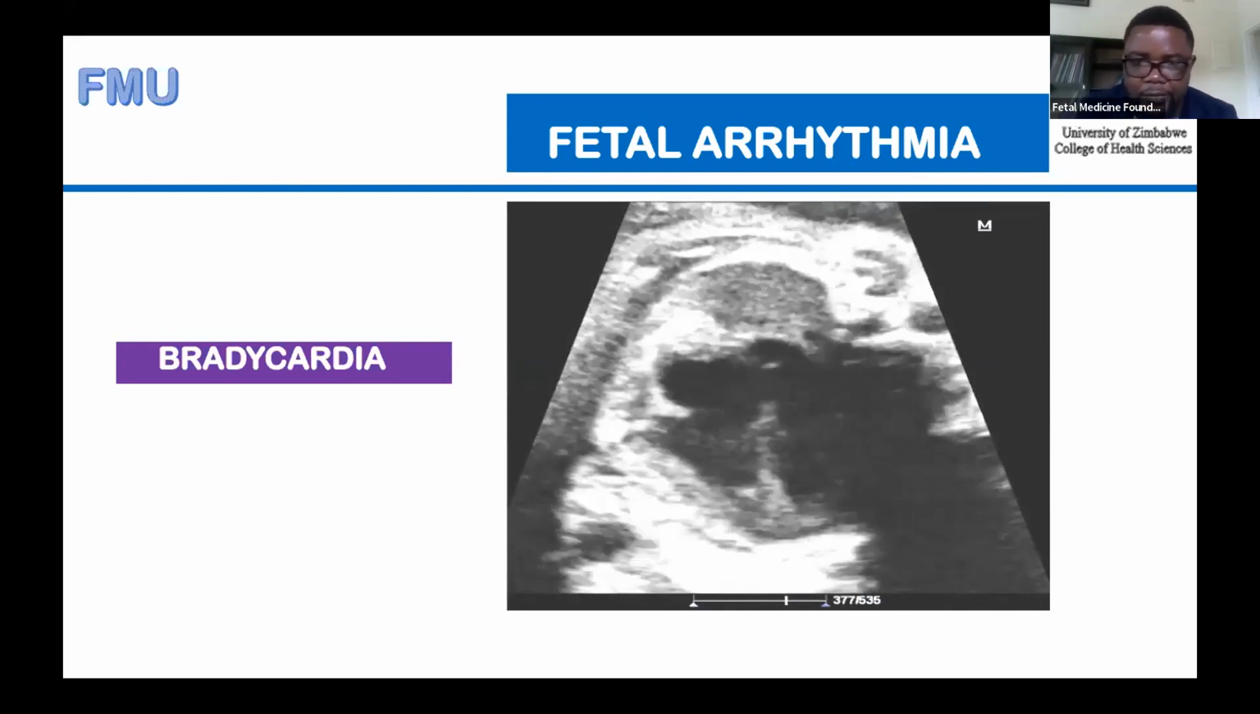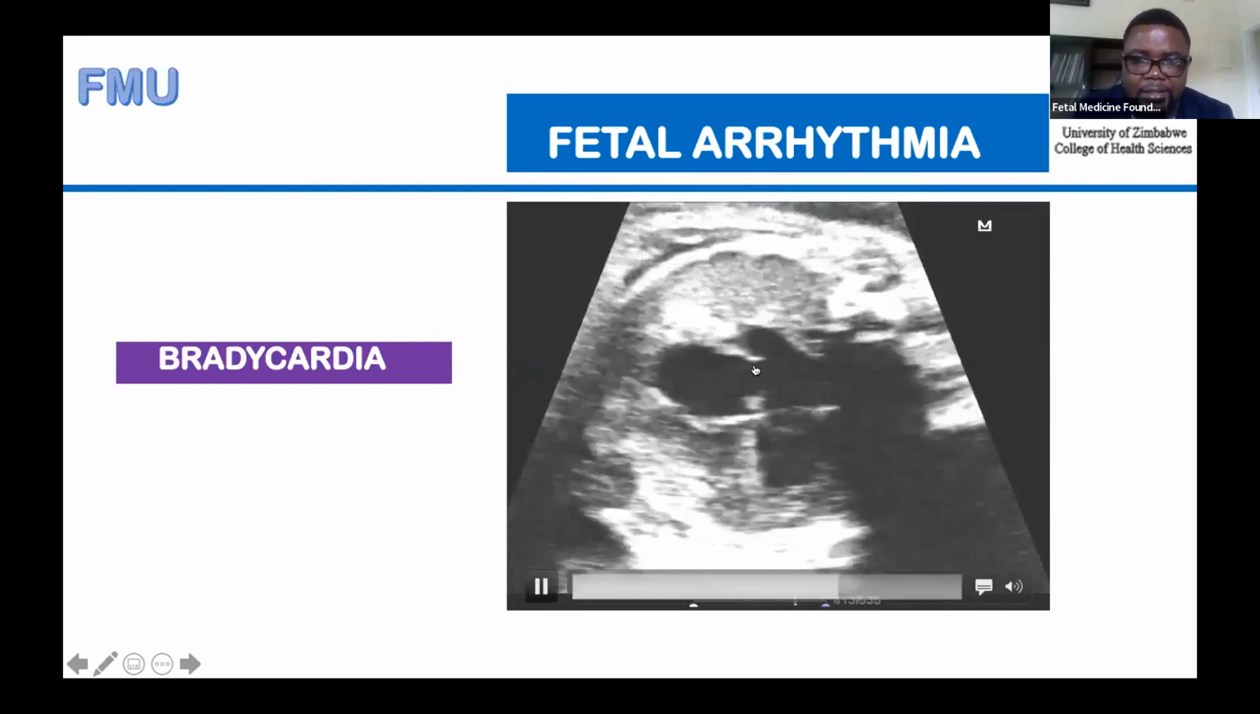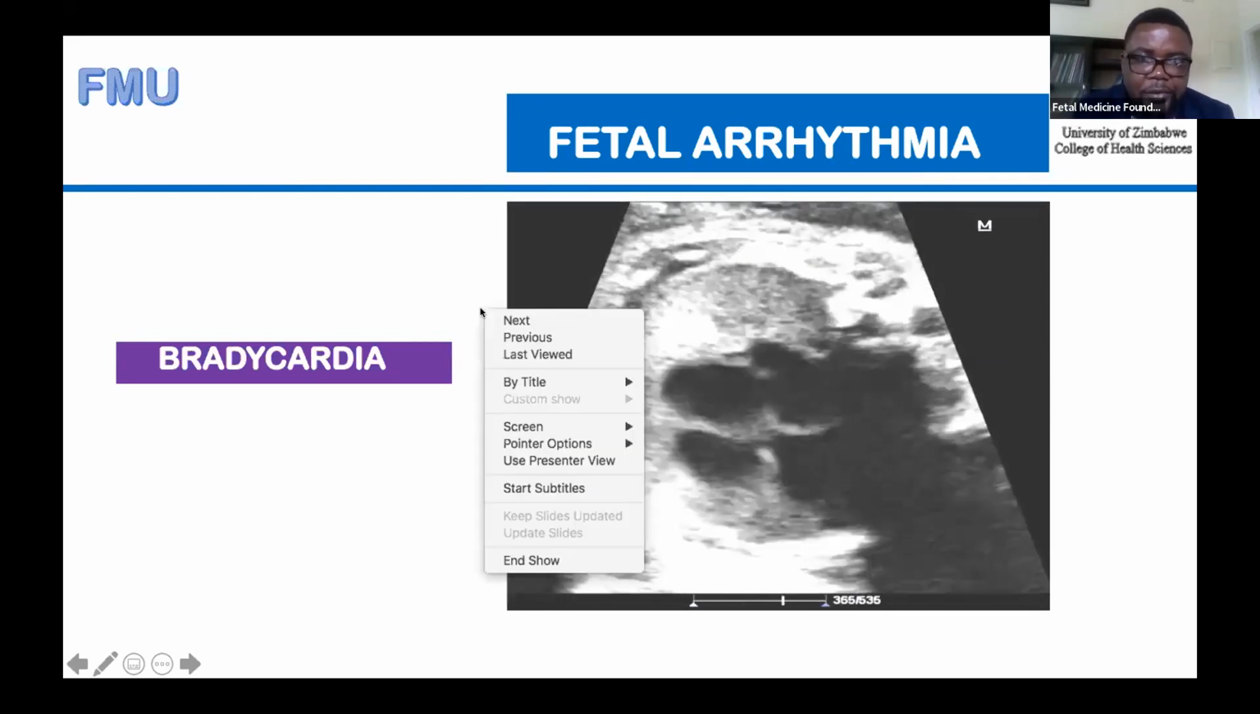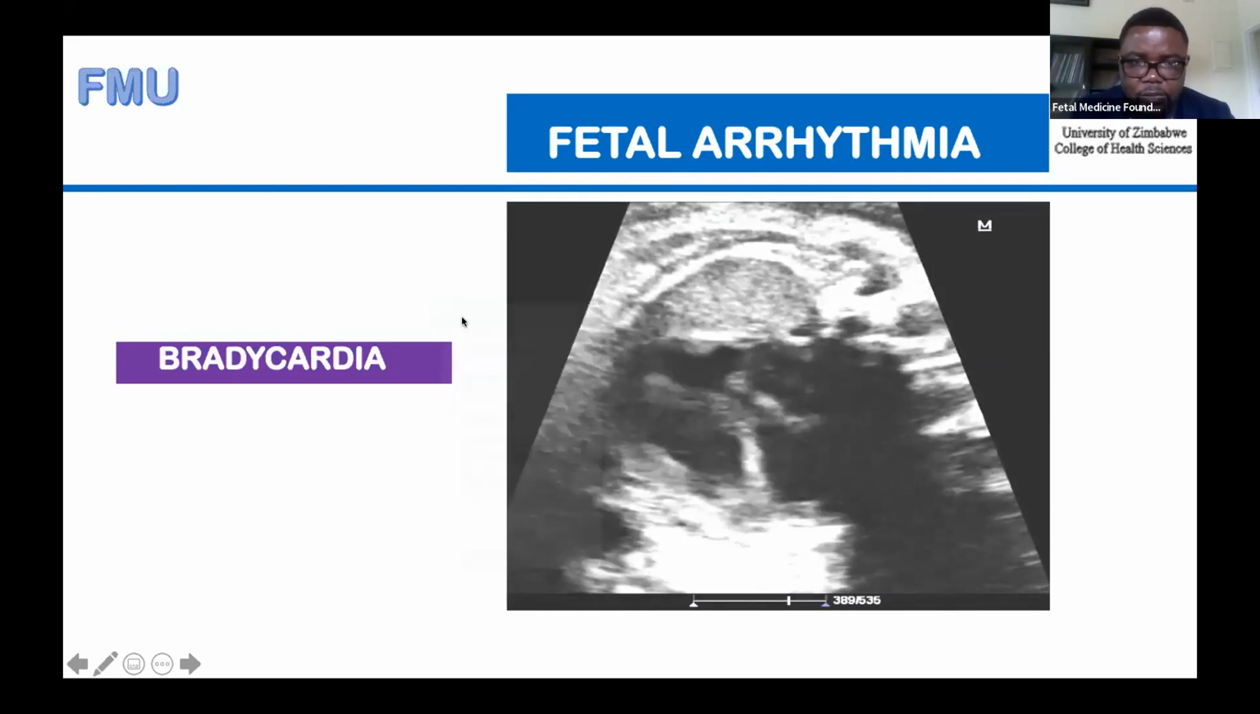I'm not sure if we have a video of where we measured it, but you can see that there was bradycardia here, some sinus bradycardia on this baby. I'm not sure if this was the case of lupus, but we tend to get quite a number of these sinus bradycardias.